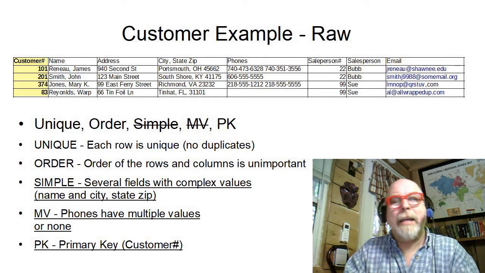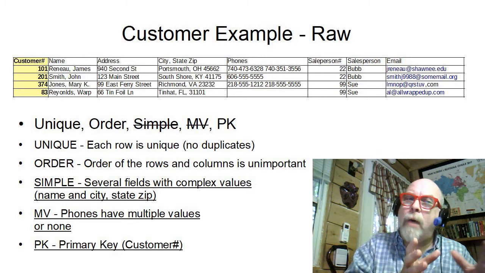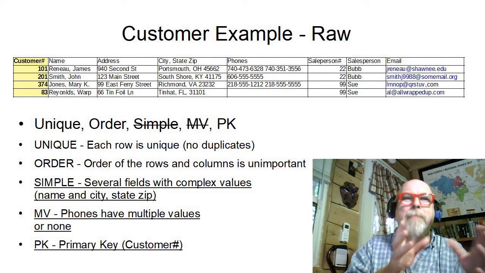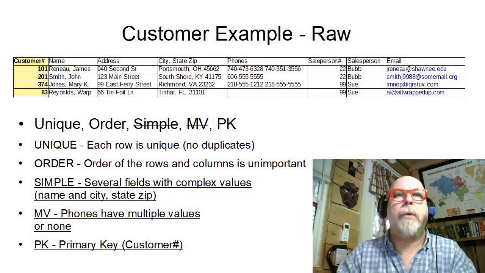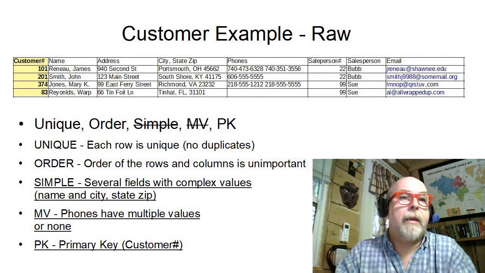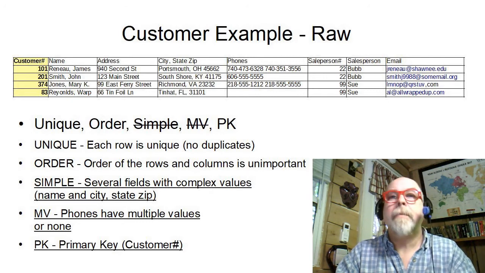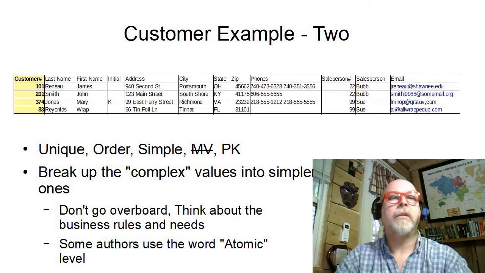That's kind of, is it atomic? Not quite. Does it meet the business rules? Yeah, leave it like it is. Phone number. That phone number attribute, that phone number column has a problem. It's got multi-values in it. Let's fix the simples first.